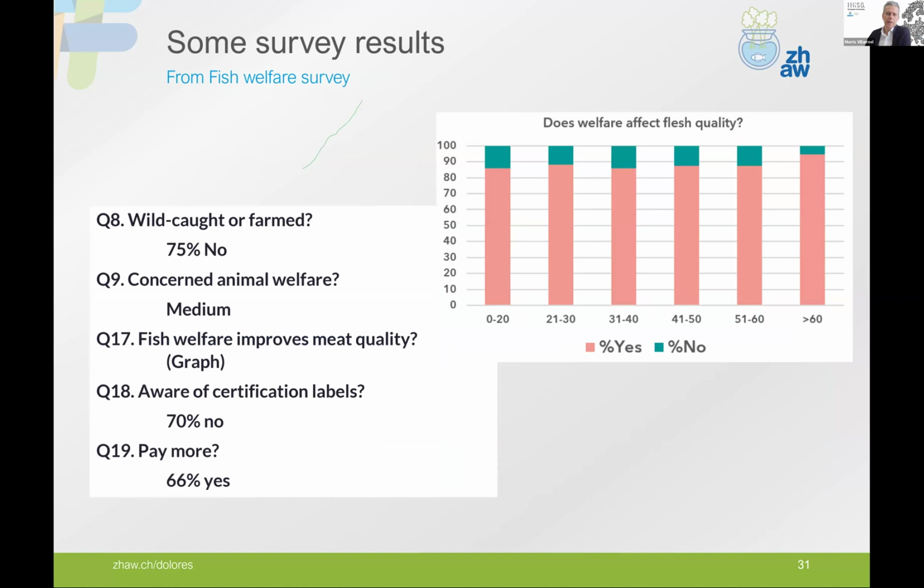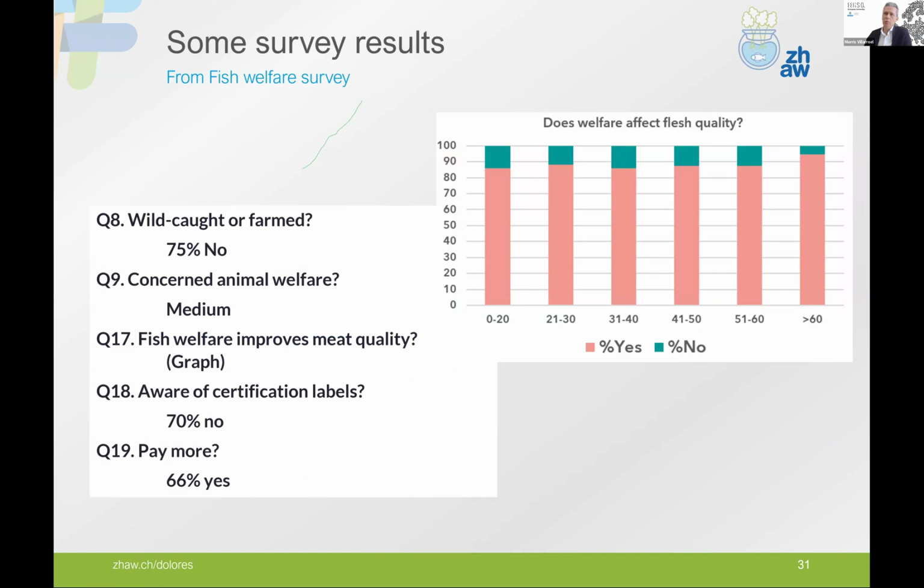This is some of the results we've had. This questionnaire, so far we have about 500 replies. This is from an ELISA project, so we're talking about Spain, and a lot of the respondents were Spanish, so we're talking about Europe, where there's an increasing, let's say, preoccupation by consumers about fish welfare.